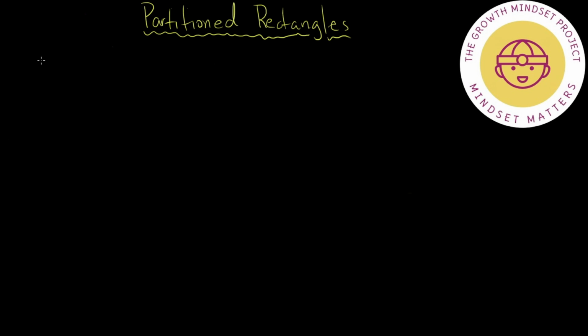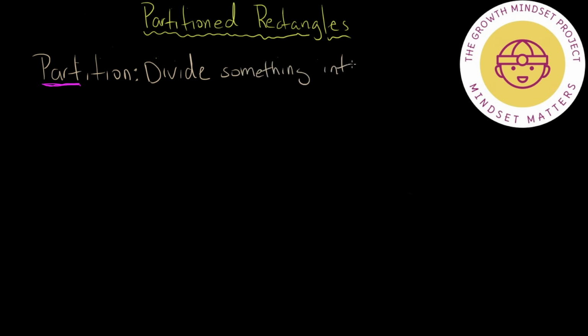So the first word for us is the word partition. And if you look at this word, you see the word part in it, okay? And that gives us a big clue to what this word means in mathematical terms, which is to divide something into parts, okay? Divide something into parts. So if you think about the title of this video, Partitioned Rectangles, we're going to be dividing rectangles into parts to help us with our multiplication.